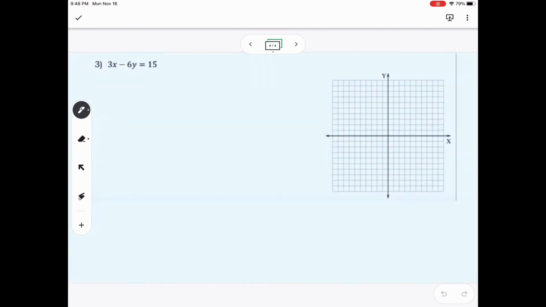Okay. Next one. So here, 3x minus 6y equals 15. So same thing. I'm looking for my y-intercept. So I plug in 0 for x. 3 times 0 is 0. 0 minus 6y is negative 6y. Divide both sides by negative 6. Okay, same thing here. Doesn't go into it evenly, but negative 6 goes into 15 negative 2.5 times. So I'm going to write that.